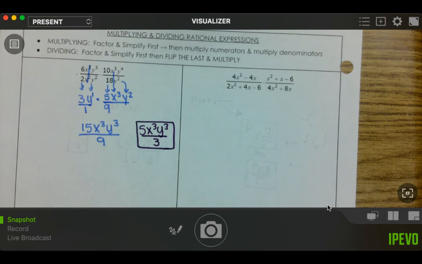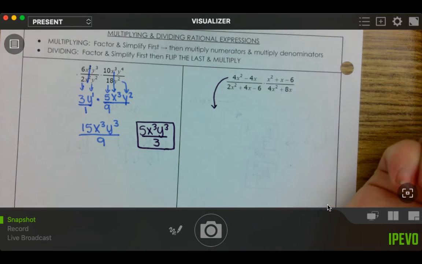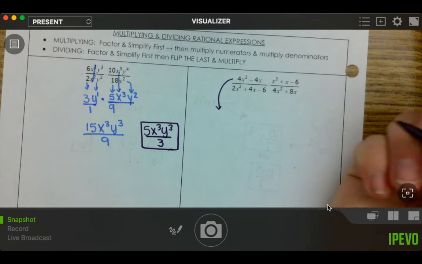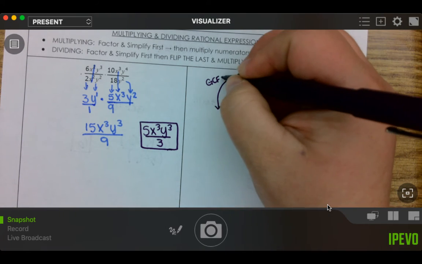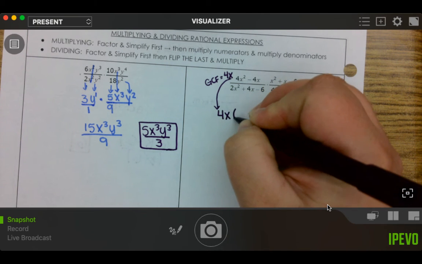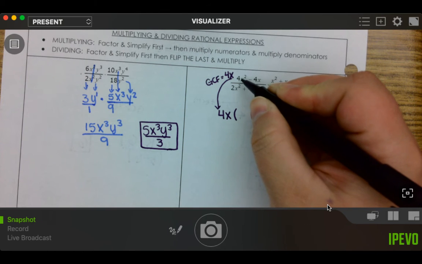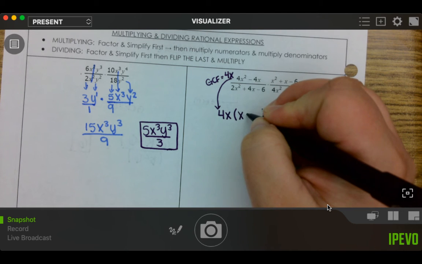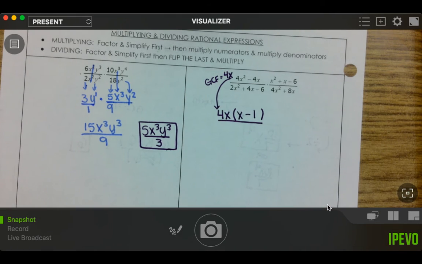Okay, now let's start one that has a little bit more factoring. So we're going to factor the top and the bottom part of the left fraction first. For the top part, I only have 2 things, and this is not a difference of squares, so I am simply looking for a greatest common factor, which happens to be 4x. So I put that 4x outside the parentheses, and I write what's left over once I divide inside. 4x squared divided by 4x is just x. Negative 4x divided by 4x is negative 1. And that's it for the top part.